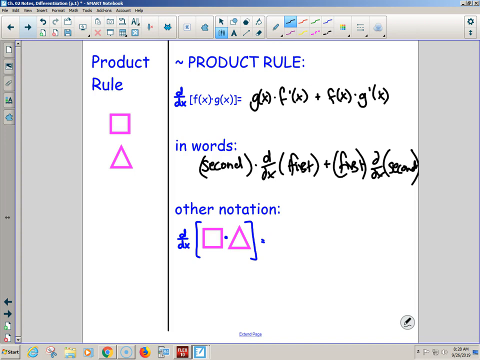Other notation. And this is one that is nice as far as being able to show you guys, hey, oh, he's not see-through. Party pooper. That's okay, we'll go make him see-through.